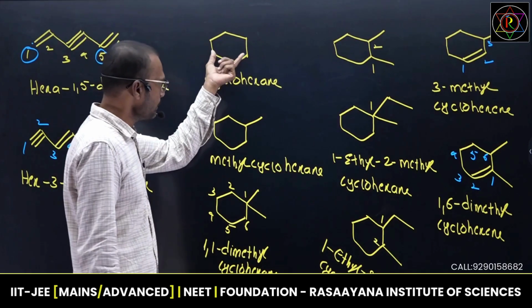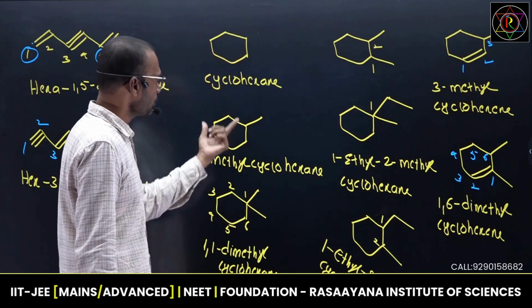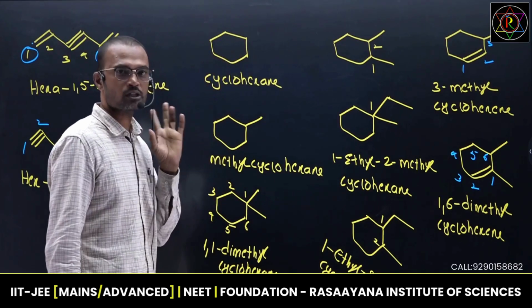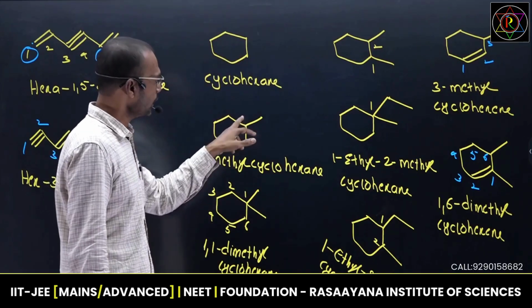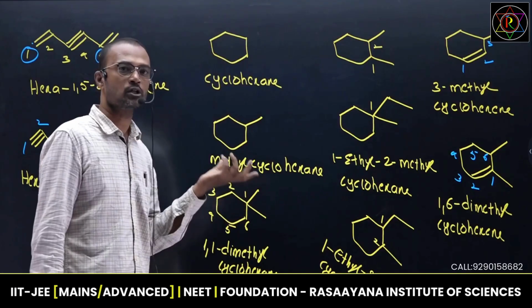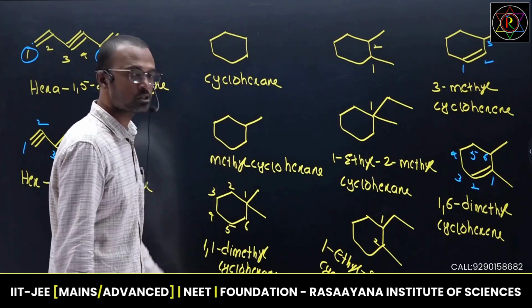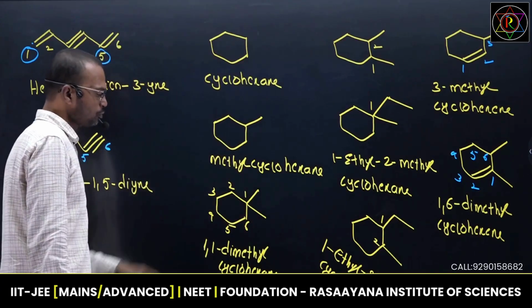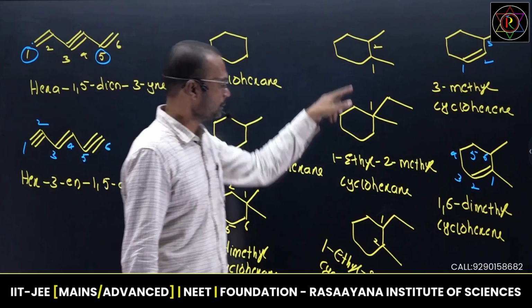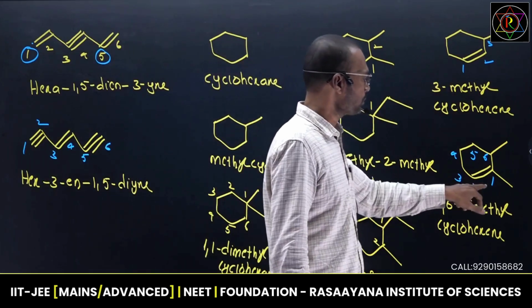If rings are present, the name ends with cycloalkane, cyclohexane like that. When only one substitution is present, no need to give numbering. Write directly methylcyclohexane or 1-methylcyclohexane, both are the same. If you write this methyl here or anywhere else, the molecule name is methylcyclohexane only. If more than one substitution, numbering is mandatory. Okay, this is a very important one.